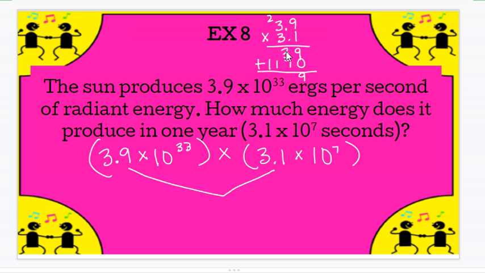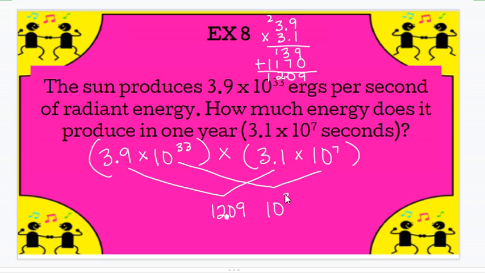Then we're going to add. 9 plus 0 is 9. 7 plus 3 is 10. 1 plus 1 is 2. And 1 plus nothing is 1. So 1, 2, 0, 9. And I have 1 decimal place on the top and 1 decimal place on the bottom. So I'm going to go 2 decimal places. And so we get 12.09.